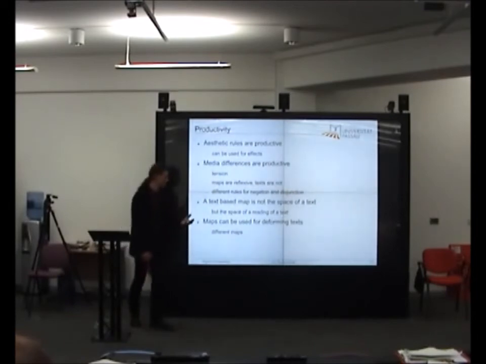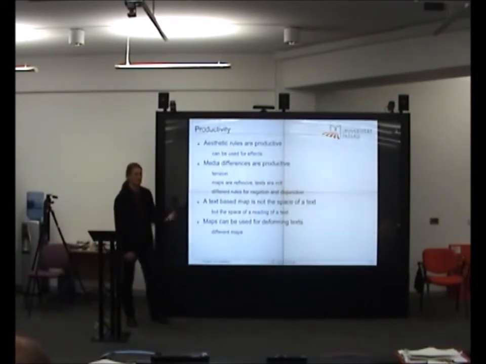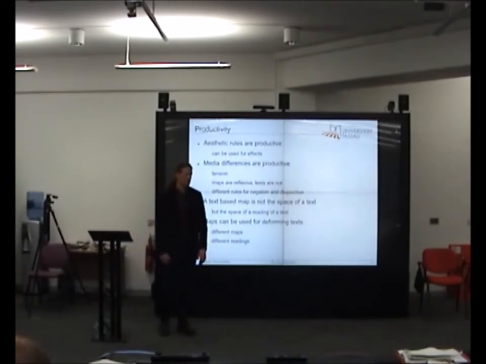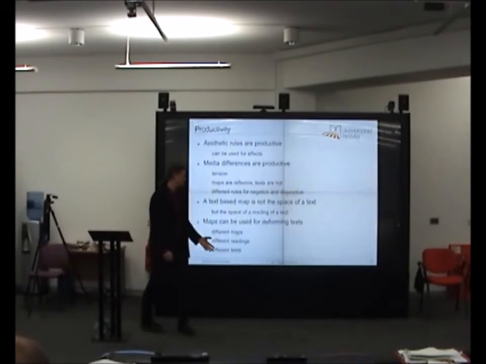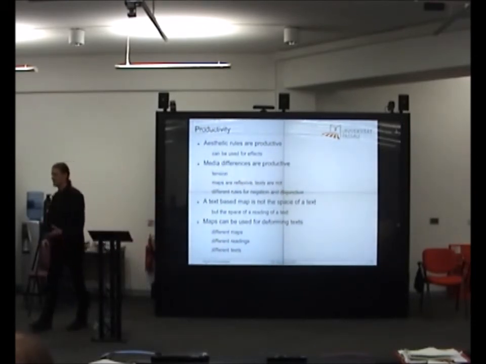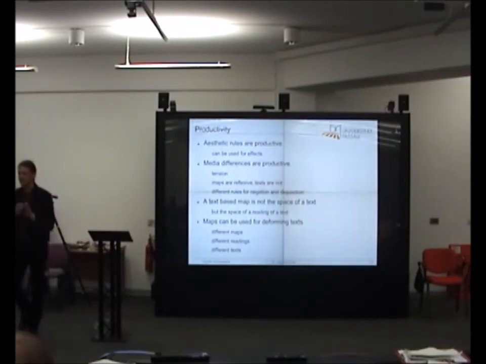And this means that text can always be mapped into different maps, which means there are different readings. Which means that in a way, if you see a text as the interaction between the reading entity and the document, it becomes a different text.